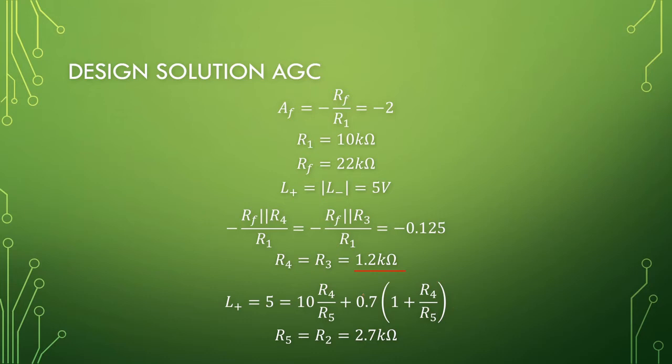Okay. So with that, our limit should be 5. Our rail is 10. Diode switches on at 0.7. We have R4 from our previous calculation, and we can find R5. And this works out at 2.7 kilo ohms. Okay, so that is the first non-linear limiter.